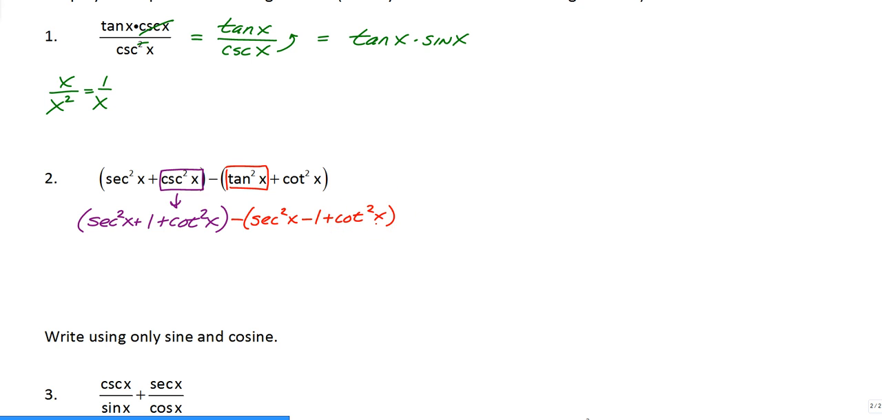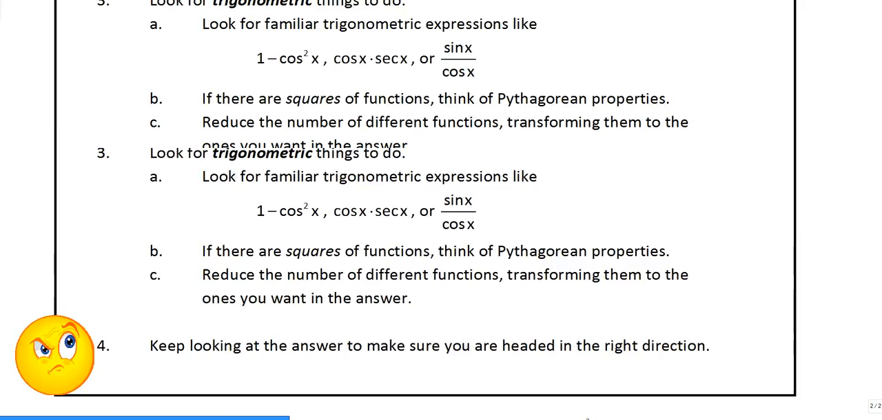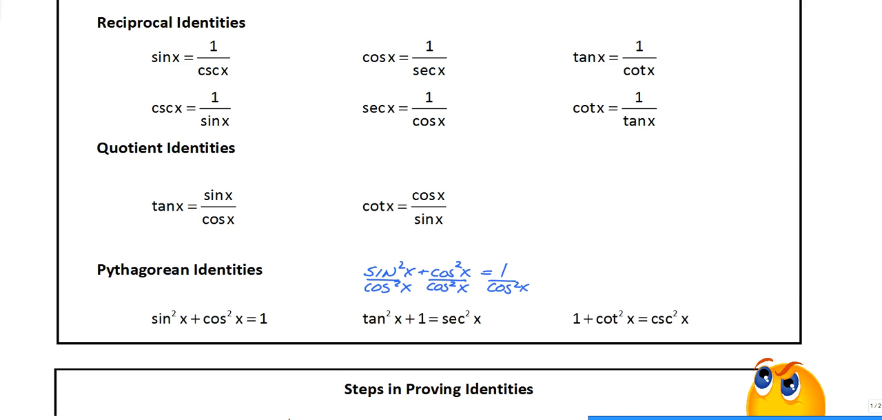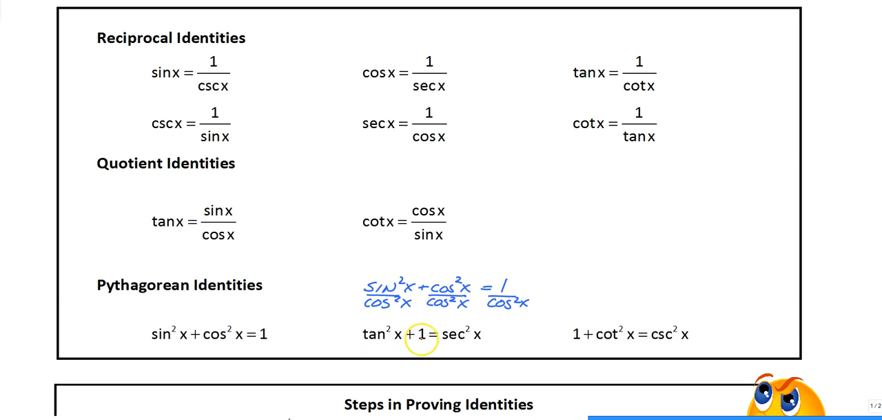Okay, so I'll pause for a minute. You're asking me, how did I get tangent squared x is equal to secant squared x minus 1? Let's go all the way back up here. Tangent squared x plus 1 is equal to secant squared. One of the things you can do with these is you can manipulate them. Tangent squared, we just subtract 1 from both sides. That's how we get secant squared x minus 1. So you have to also be able to be flexible with these.